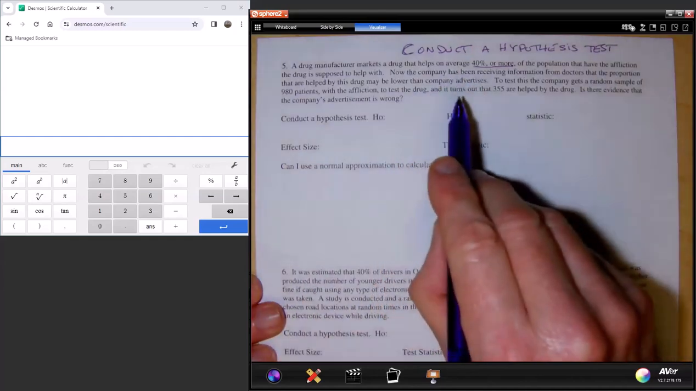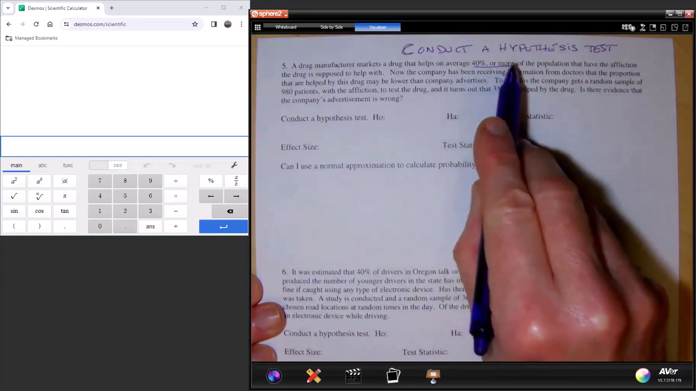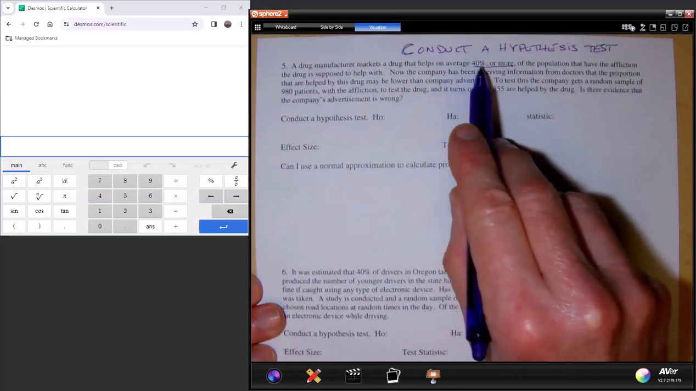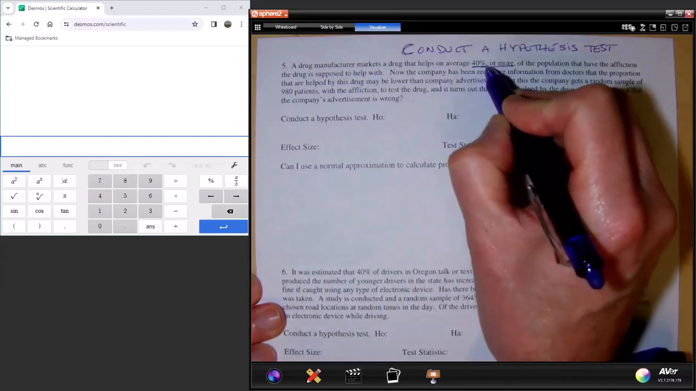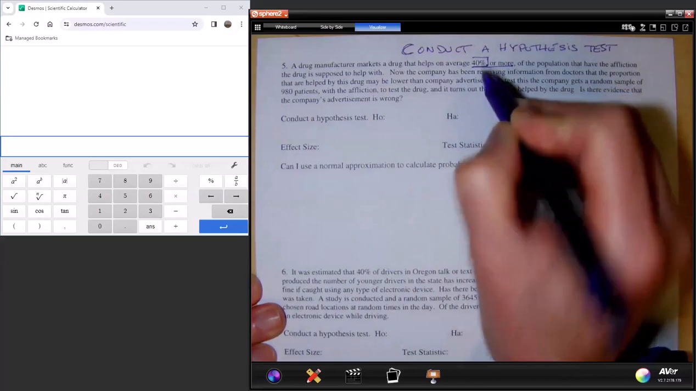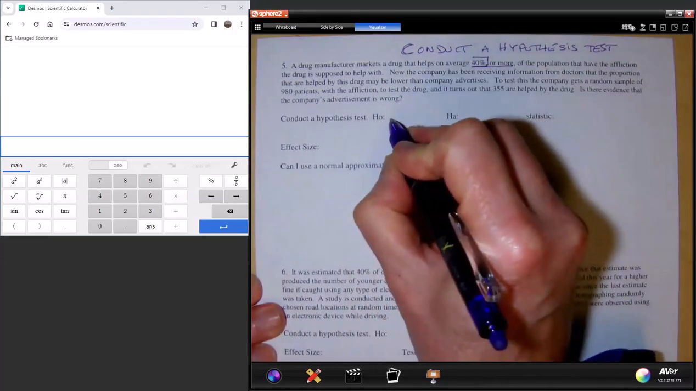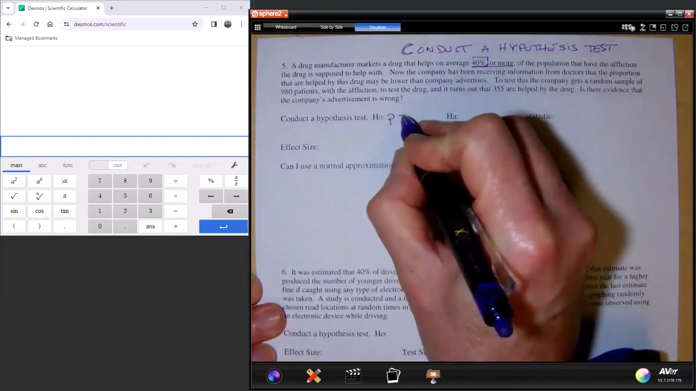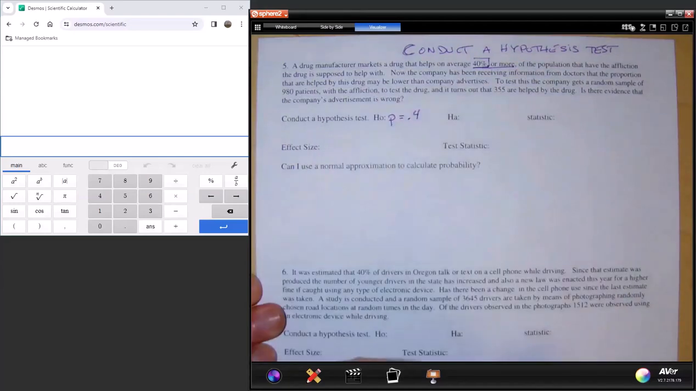It looks like this drug has been on the market. Their claim is 40% or more, and that's why they're currently allowed to sell the drug. It looks like 40% is probably a minimum. They're saying, look, 40% is probably the minimum. It could be better, but we're going to stick with that. So in that case, this becomes our parameter. And you can tell this is a proportion, so we're going to use P. And the null hypothesis will be that the drug helps 40% of the people that have this particular affliction.